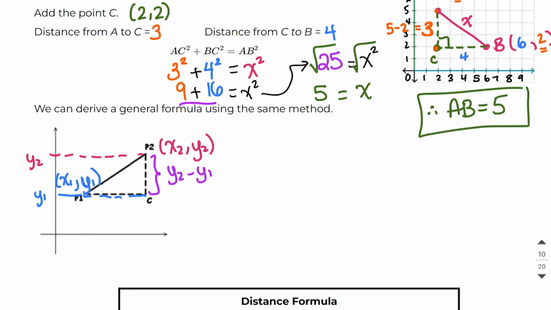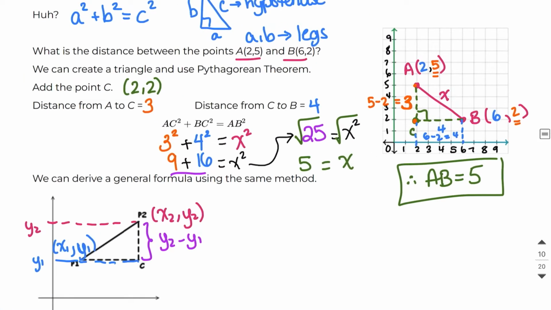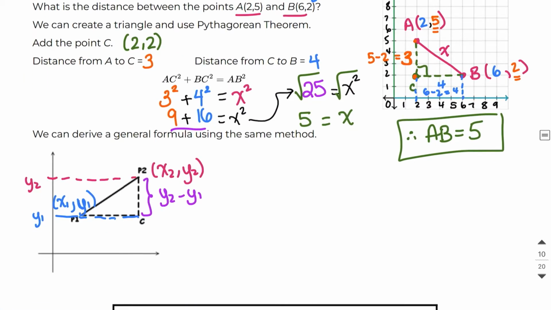So if you notice right here, let's look back up here. How did we get this 4? Well, we took the 6 right here and we subtracted the 2 from it. So 6 minus 2 gave us that 4. So here I'm going to take my x value, which is x2, and then I'm going to subtract my other x value, which is x1, and that tells me that this whole distance right here is x2 minus x1. And I'm trying to figure out this length right here. This is what I want to know.